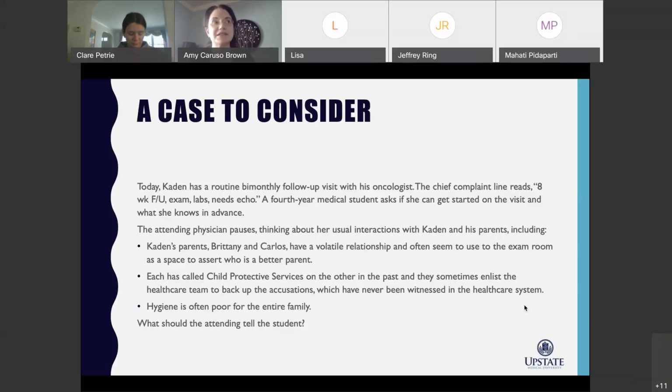And how am I going to say it in a way that doesn't just bias her against this family or send her in thinking, oh my God, this is going to be a horrible visit, or lead her to say, oh, okay, maybe I'll wait for the next patient. This sounds too complicated. What do I tell her?